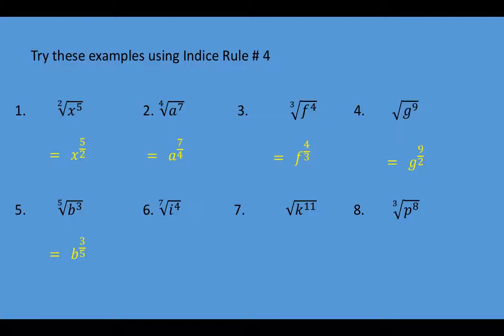Question 6, number in front of the root is a 7, therefore it's going to be our denominator, giving us the value of I to the power of 4/7. K to the power of 11 is square rooted. We know that a square root here has a number 2 in front of the root normally, which we don't write, so this one here just turns into k to the power of 11 over 2. And the last one, we've got the cubic root of p to the power 8, so this one here, what we've got to do is divide the 8 by 3. So if we do that, what we're going to get is p to the power of 8/3.